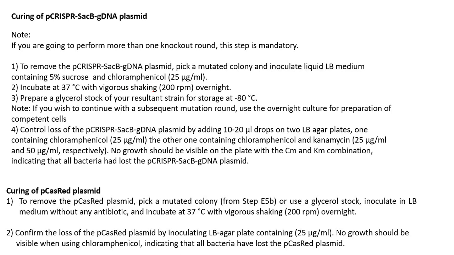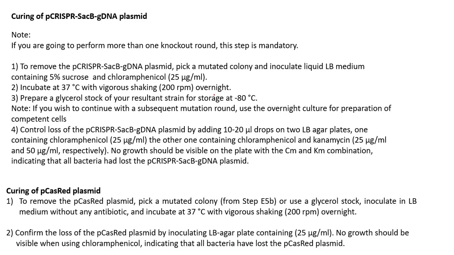Incubate, then do vigorous shaking overnight. You will get a culture. You can prepare a glycerol stock, and then you can check the loss of the pCRISPR SacB gDNA plasmid by adding 10 to 20 microliter drops on two LB agar plates, one containing the chloramphenicol and one containing both. No growth should be visible on the plate with the chloramphenicol and the kanamycin, indicating that all bacteria had lost the pCRISPR SacB gDNA plasmid.